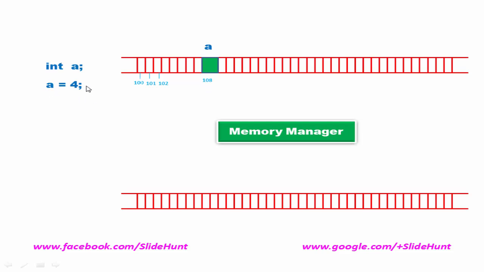Now you can store some value here. Here we assign a equal to 4. I am going to write here 4. Next you want to store a list of values. For that you need to declare an integer array. Here I am going to declare an integer array of 3 elements and the name of the array is b.